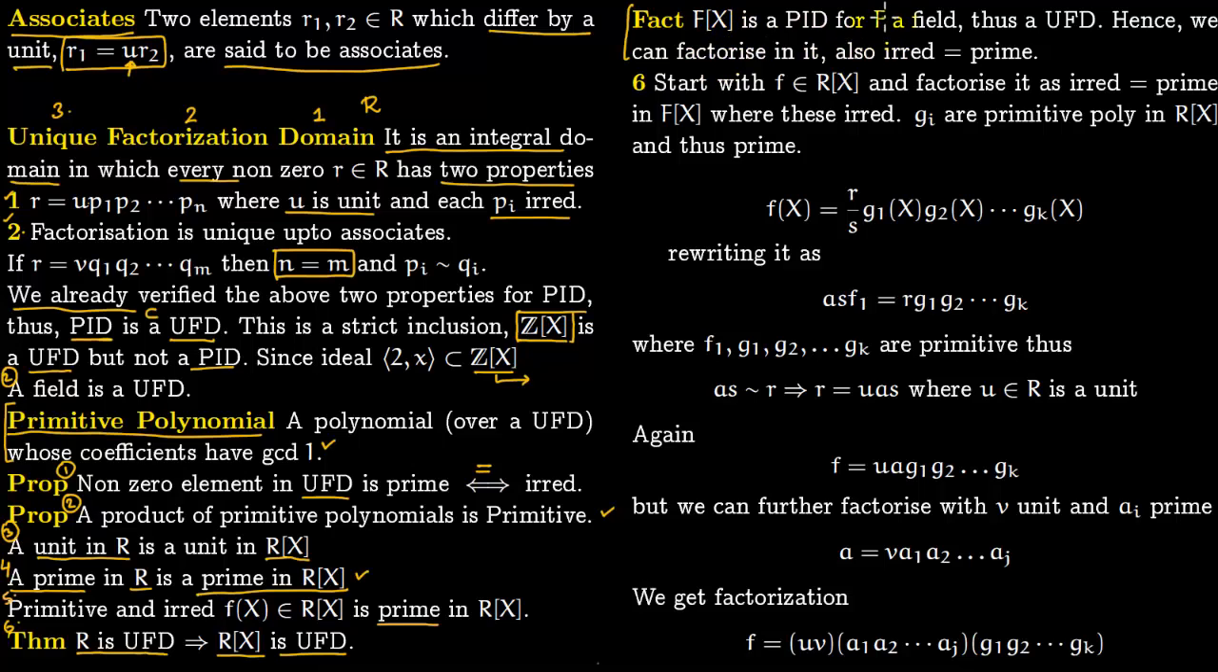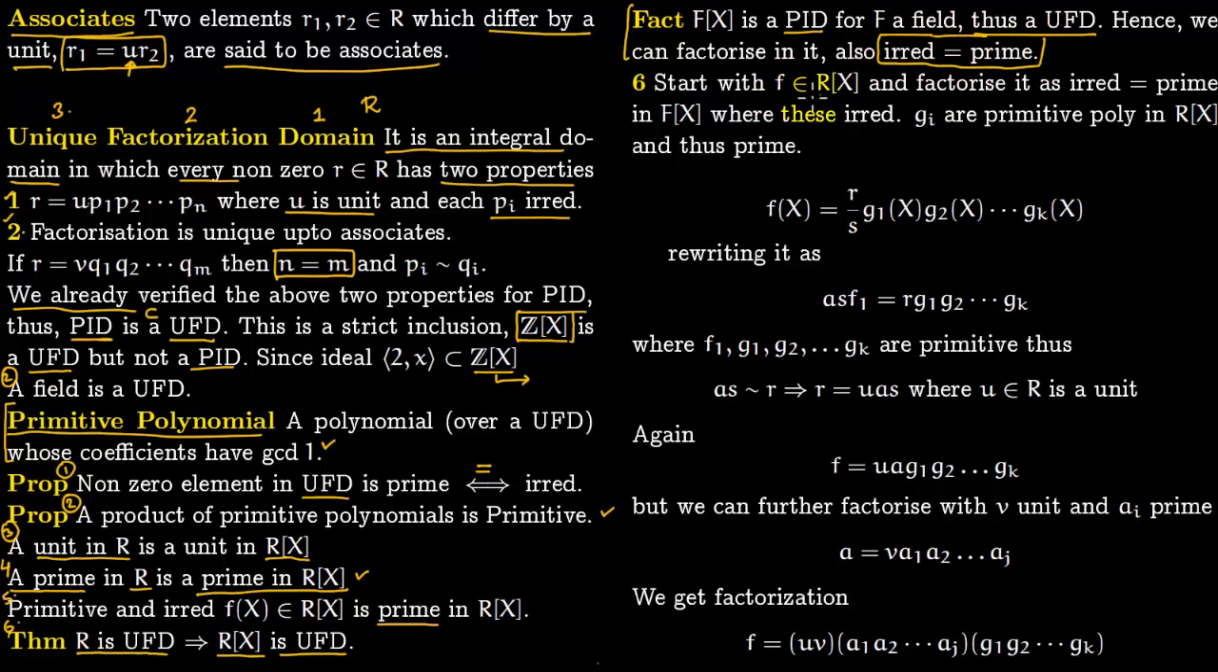Say you have a field F, and from there you make a polynomial ring out of it, then this polynomial ring will be a PID. And PID is a unique factorization domain. So this will be a unique factorization domain. So therefore we can do factorization in this bigger field. Also, since this is a PID, irreducibles are equal to prime.